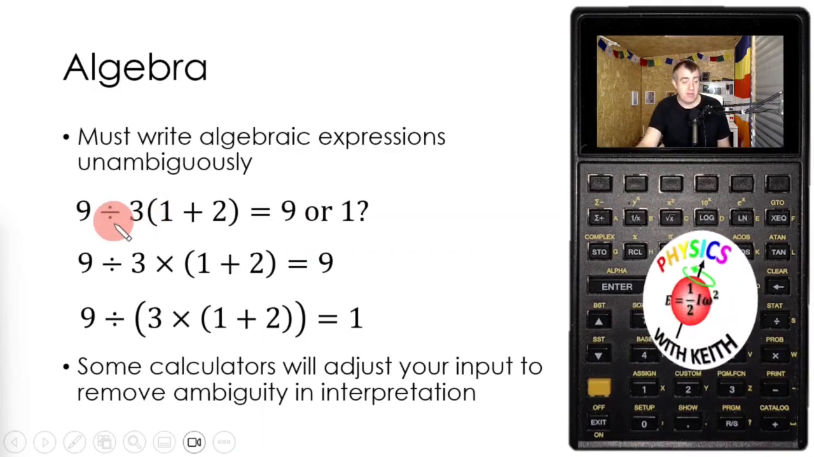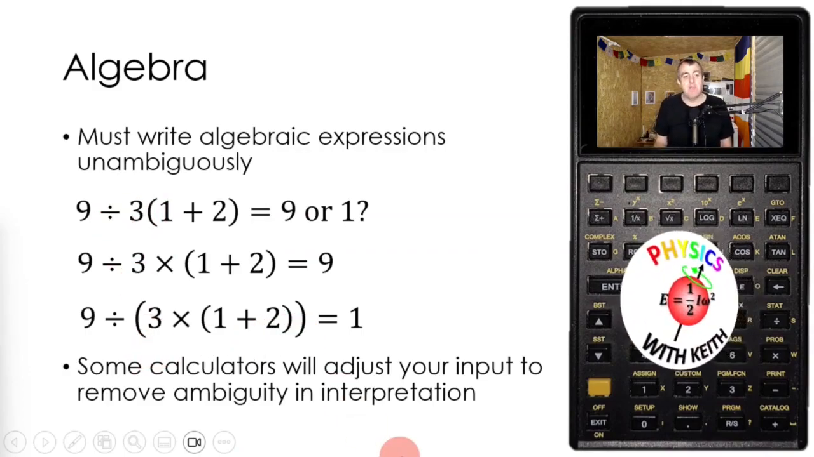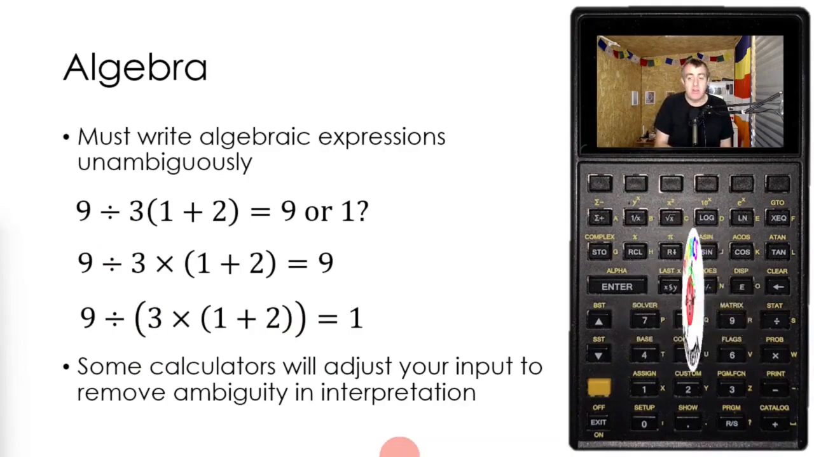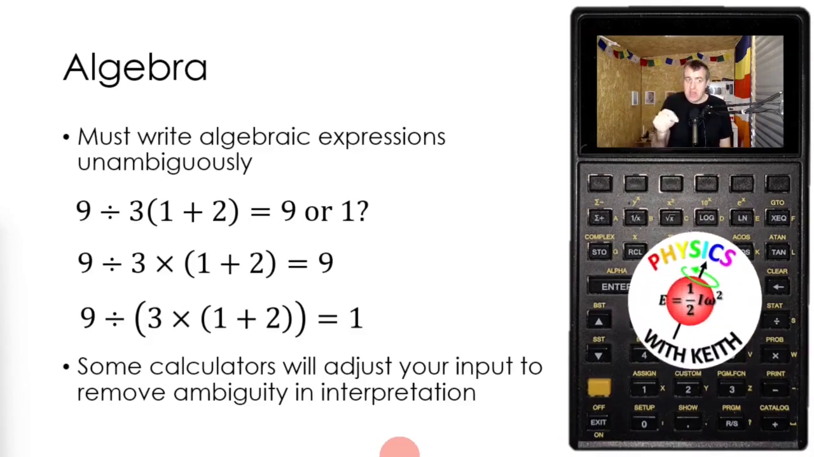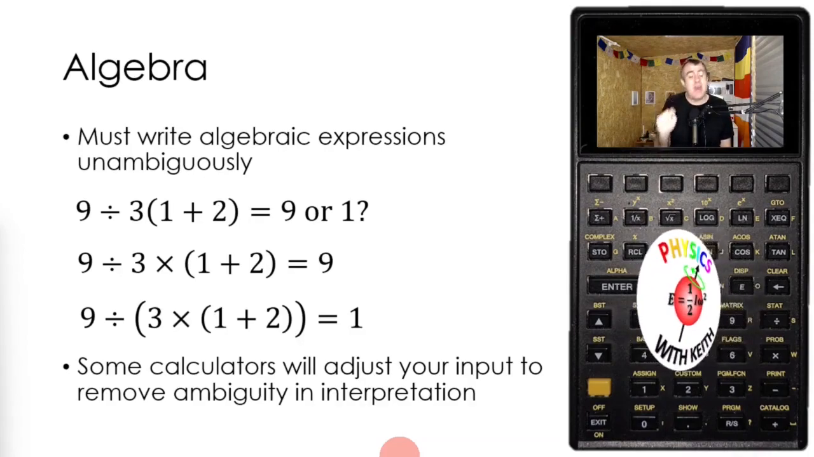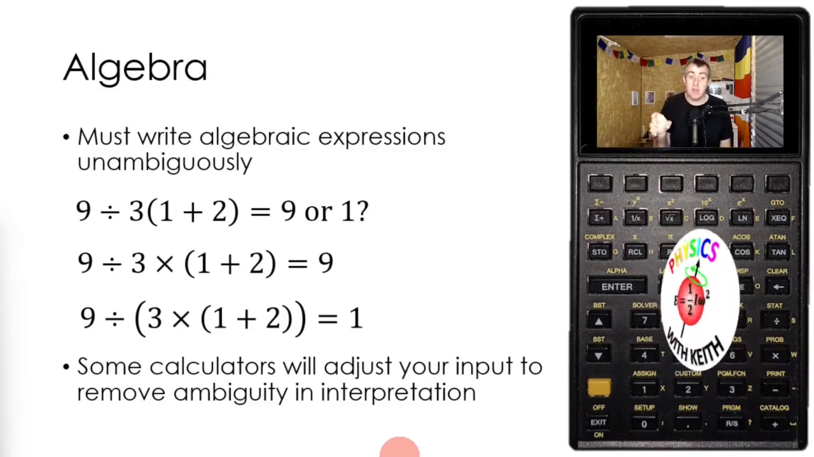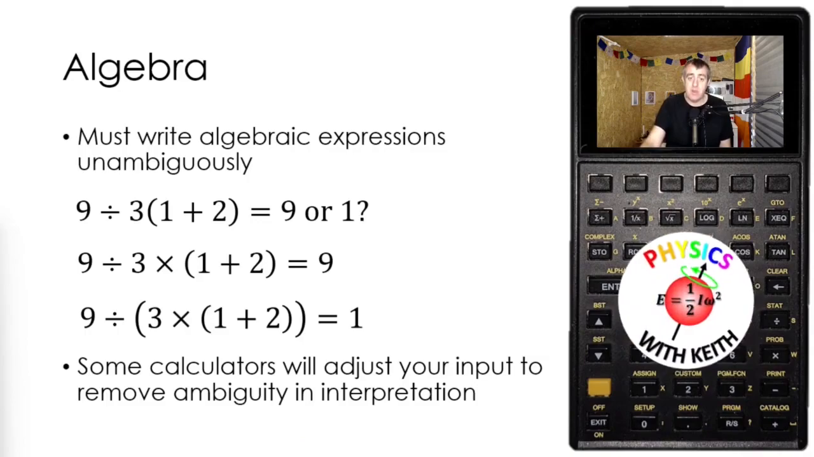If you wanted this implicit multiplication here to be done before that division, you'd have to chuck some extra brackets, and it's that some modern calculators will do for you. If you enter something with ambiguous notation, it will change what you've entered. You do have to check back and see whether the calculator has interpreted your input as you intended it. Don't assume that the calculator can read your mind. They're very clever things, but they cannot do that.